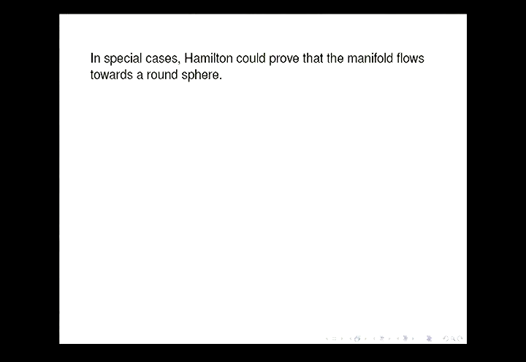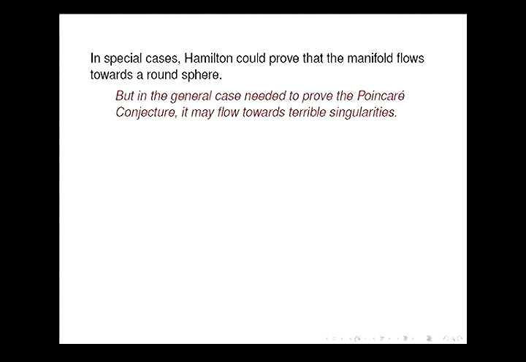So in some cases, he could prove that this would really work and converge towards a round sphere. But the problem was that in the general case, take an arbitrary curved manifold, which has this property that every loop can be shrunk to a point, it just didn't converge. What happened was it tended towards singularities, which are very hard to understand.